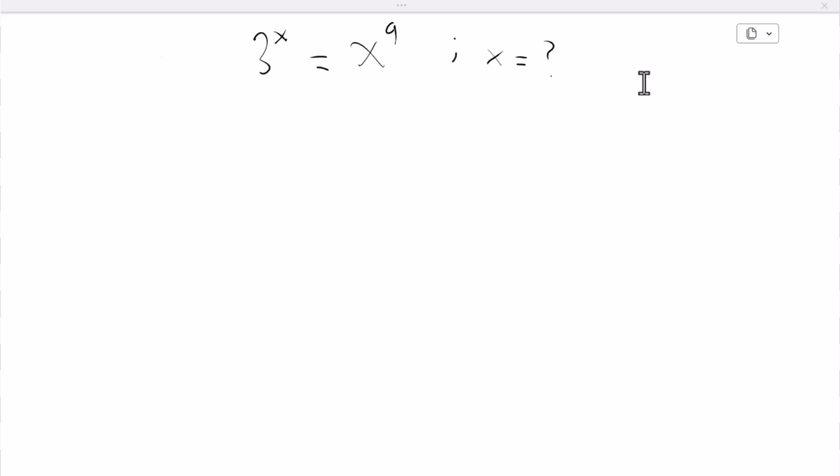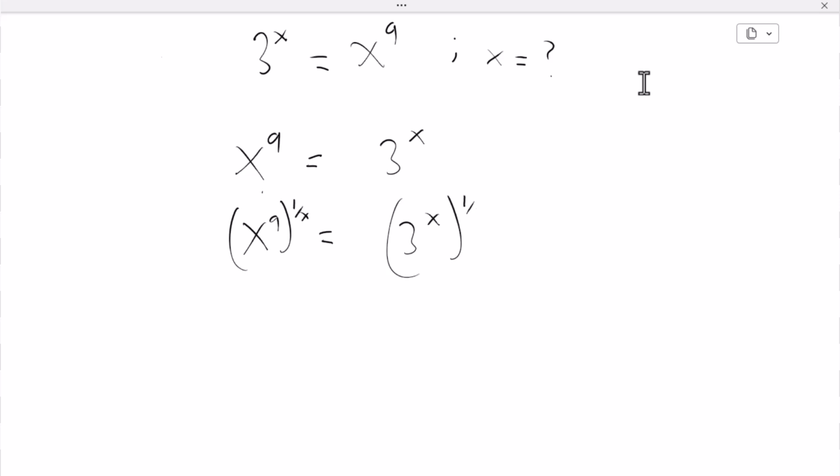Now let's start. So I can rewrite this expression as x to the power 9 is equal to 3 to the power x. Now what I'm going to do is I'm going to raise both sides to an exponent of 1 on x, just to be able to sort numbers and variables to one side.